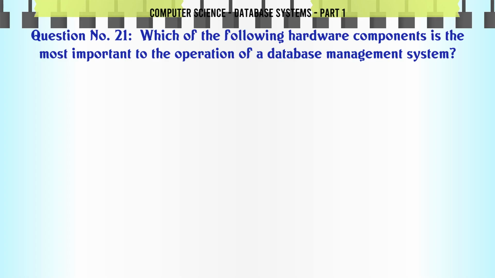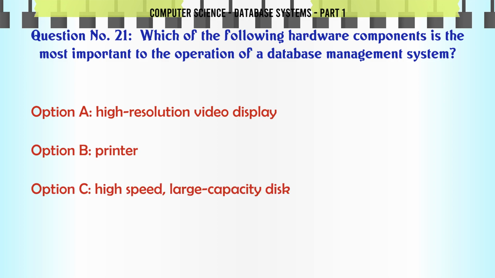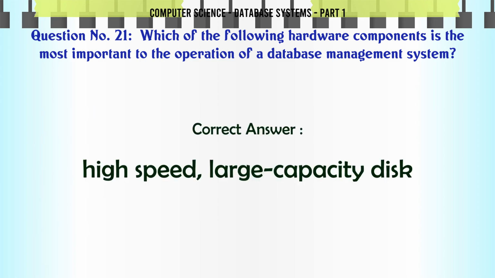Which of the following hardware components is the most important to the operation of a database management system? A. High-resolution video display. B. Printer. C. High-speed large-capacity disk. D. Plotter. The correct answer is high-speed large-capacity disk.